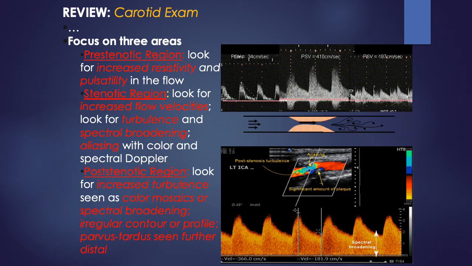when there is loss of the window, this is called spectral broadening. And spectral broadening happens with turbulence. Turbulence is not the only cause of spectral broadening. It's not like whenever we have spectral broadening, it is turbulent flow. It could be an artifact created by the sonographer if you put the gate close to the wall.